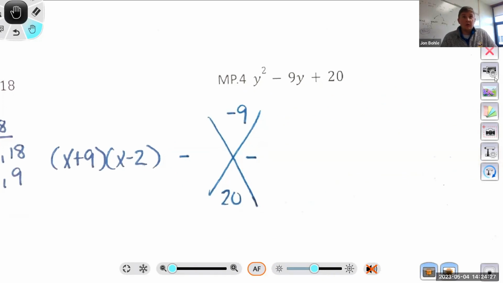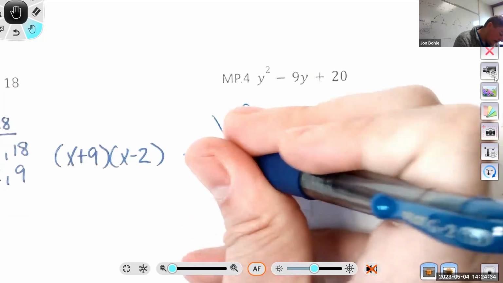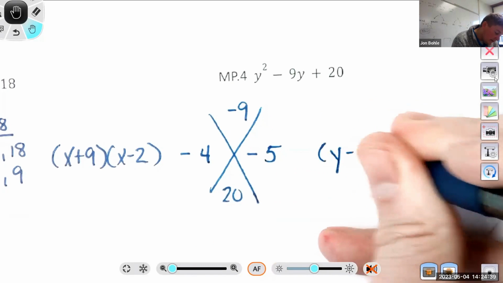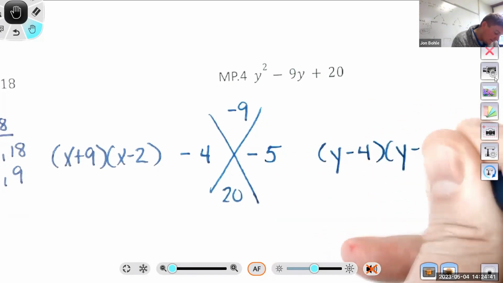1 and 20, no. 2 and 10, no. 3, it doesn't divide by 3 evenly. 4, no, it does. And 4 and 5 will get you to 9. So this will be y minus 4 times y minus 5.